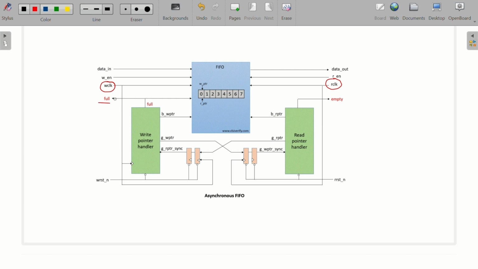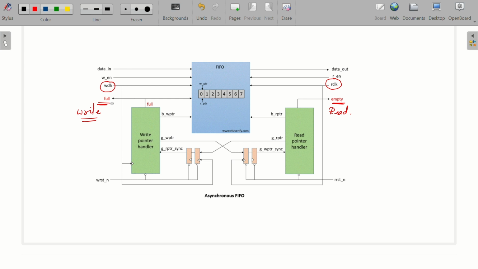Now we'll understand the full flag and the empty flag. To determine whether you can write more data into the FIFO or cannot read any more data from the FIFO, we use these flags. The full flag tells you that I cannot write any more data into the FIFO because it is already full, and the full flag is determined in the write domain. Remember that. And if you are unable to read any more data because your FIFO is empty, that empty flag is determined in the read domain.